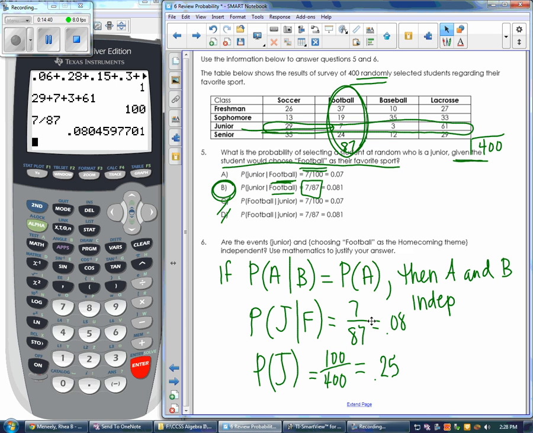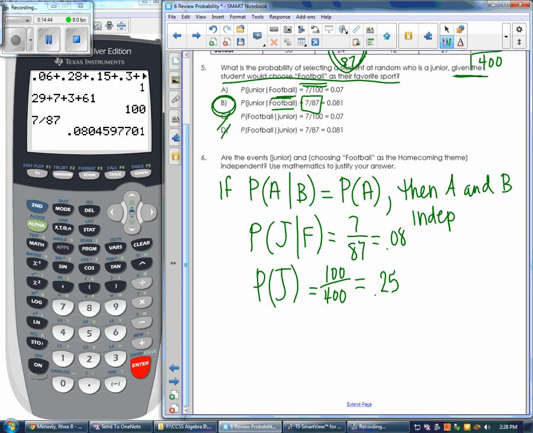And so what I'd want to say, and you're going to want to write this out. This is kind of like a proof in geometry. So what I'd want to say is since the probability of J given F is not the same as the probability of J, the events are not independent.